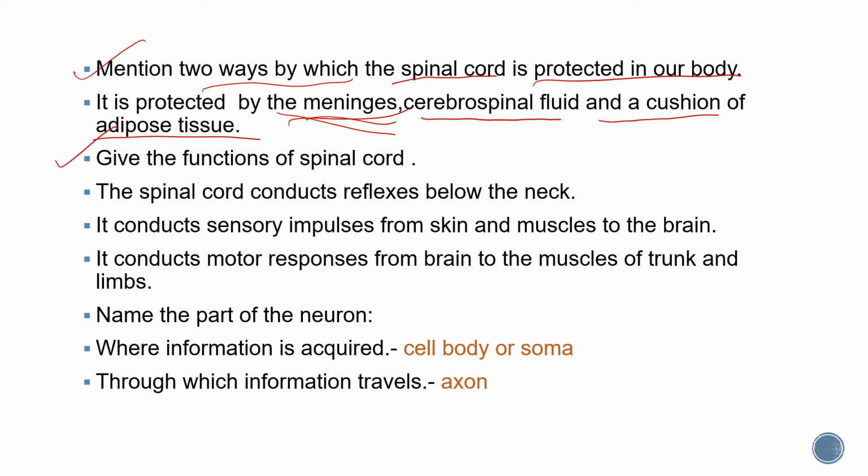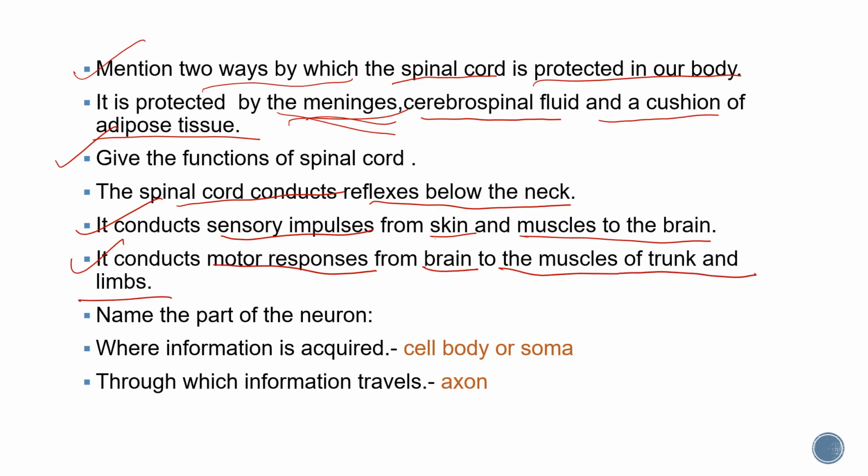Now the next one, give the functions of spinal cord. The spinal cord conducts the reflexes below the neck. It conducts the sensory impulses from the skin and muscles to the brain. It conducts the motor impulses or responses from the brain to the muscles of the trunk and the limbs.